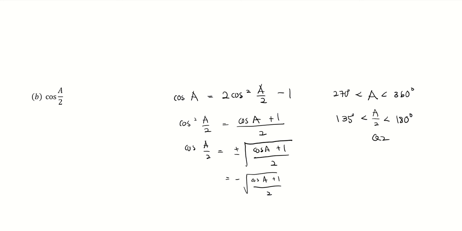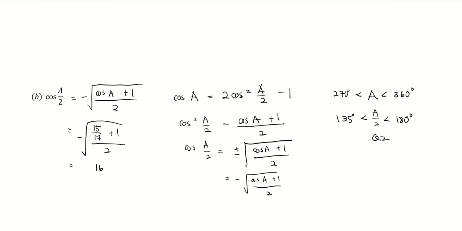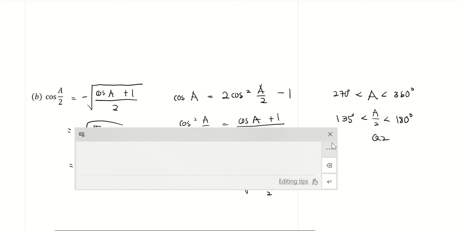Right, so we know that cos A over 2 is negative square root of cos A plus 1 over 2. And we know the value for cos A. Cos A is 15 over 17, plus 1, over 2, and this is all under the square root. And this is equal to 16 over 17. So this is negative 16 over 17, all under the root. Or we can simplify, this is negative 4 over square root 17. Alright, so that is the value for cos A over 2.